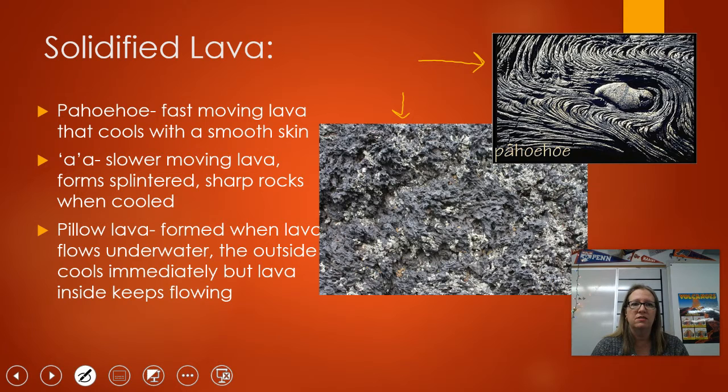The second one is A'a. Okay, also a Hawaiian word. Hawaiian words don't always use consonants. So it's AA, but it's pronounced A'a. And it's a much slower moving lava. It's much more viscous. It's a lot thicker. And when it cools, it forms these really sharp rocks.